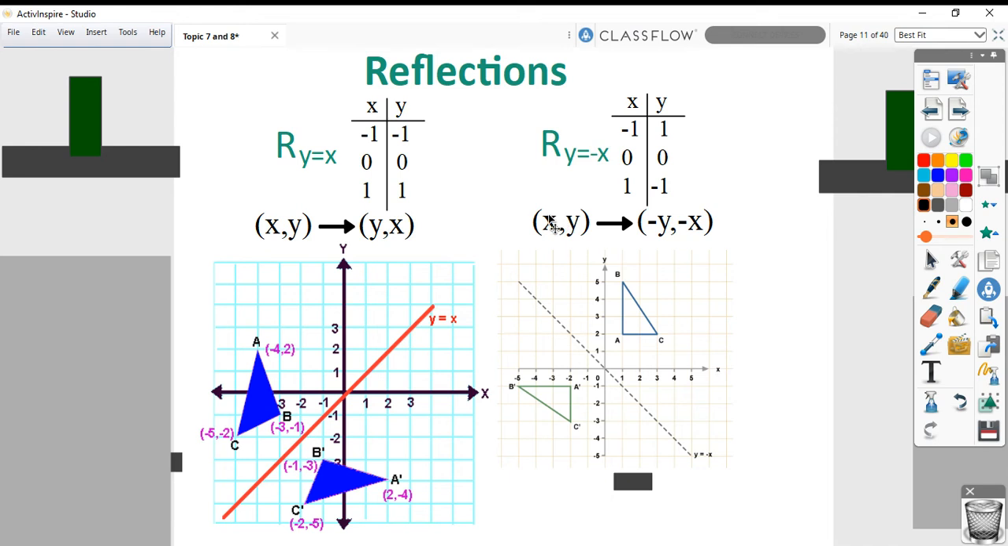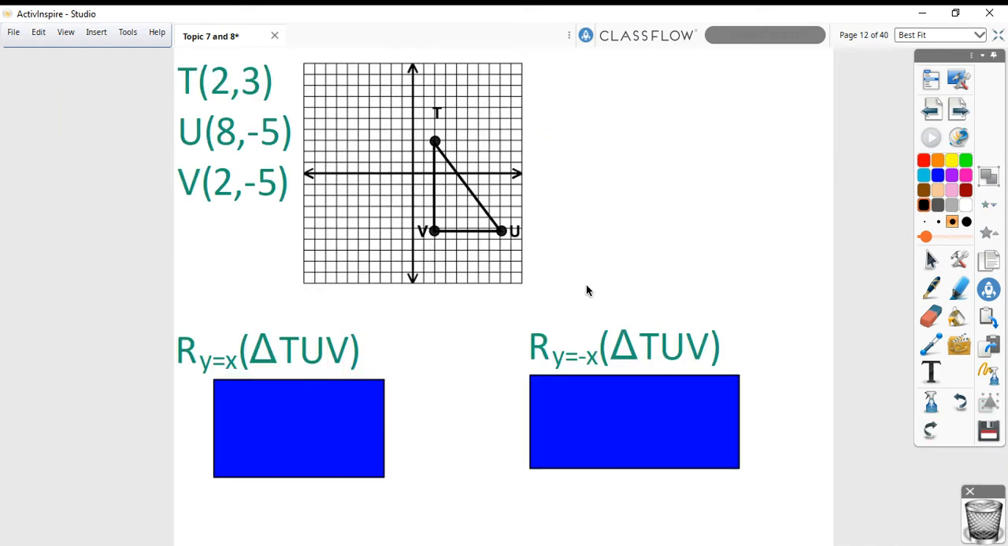You trade the places of your x and y, and you make them the opposite, positive and negative. So looking at our original A was at (1, 2). Our reflected A prime is at (-2, -1). So we traded the place of the 2 and the 1, and they were both negative. That's what happens when you reflect over that particular line. We're going to do some more examples with it right here.